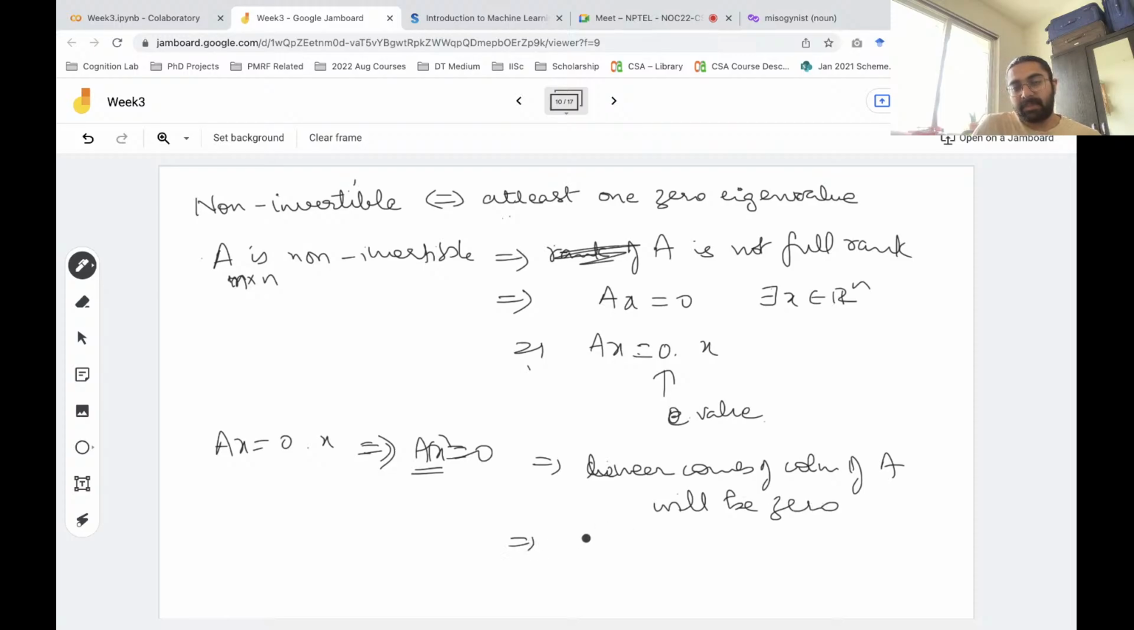This means that I can express one of those columns as a linear combination of the other columns, and therefore I have linear dependence. And this basically means it's not full rank, which means it is not invertible.